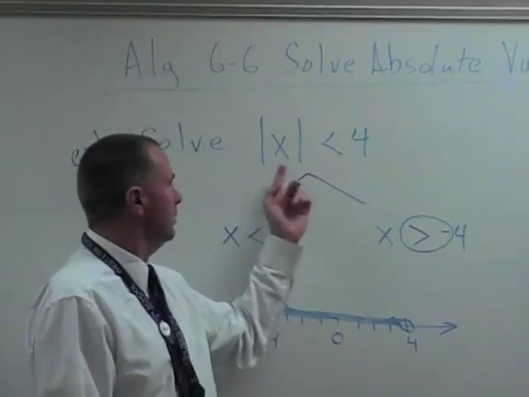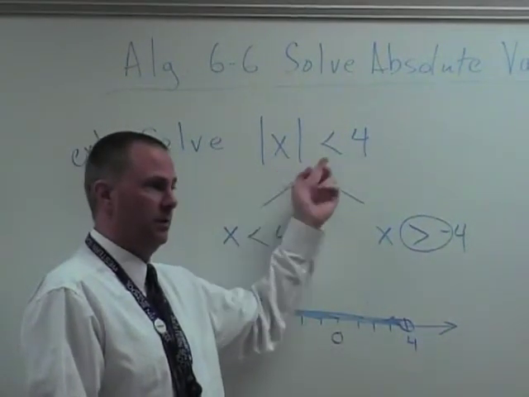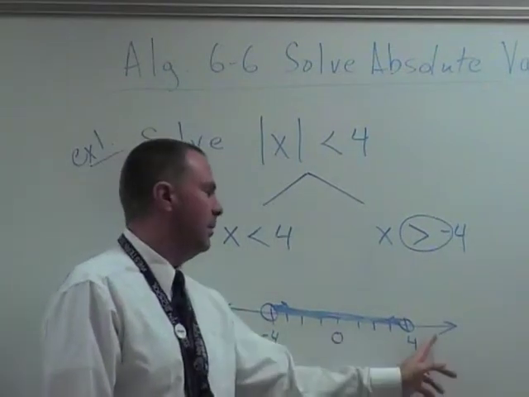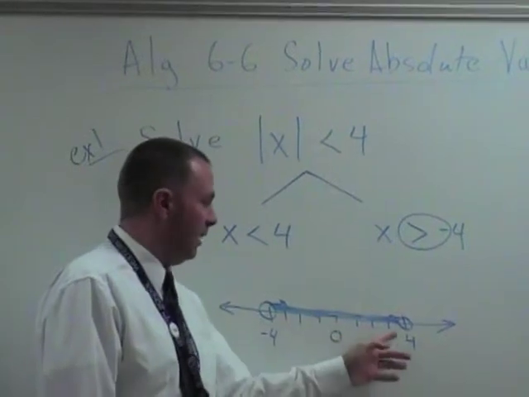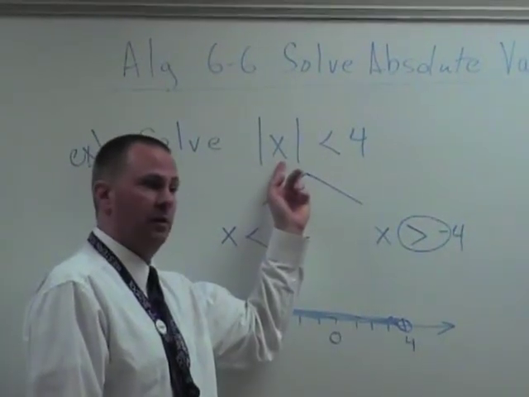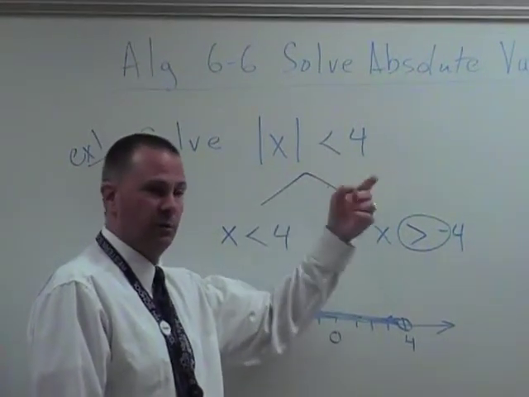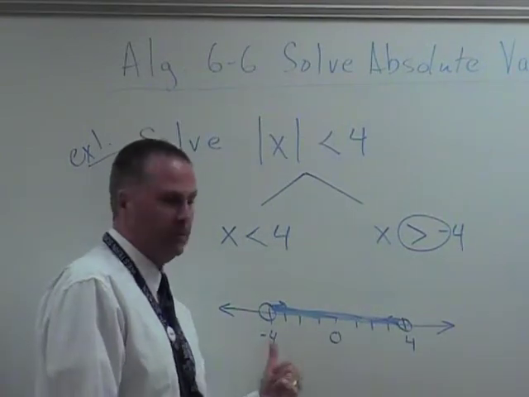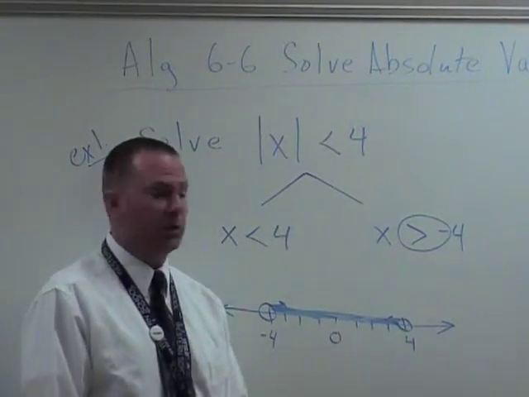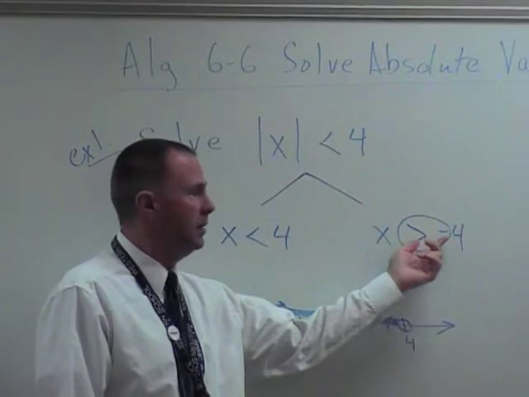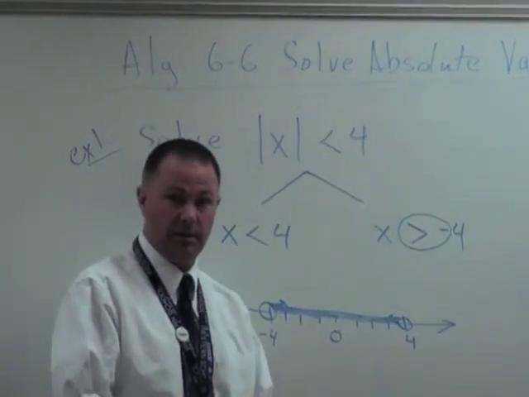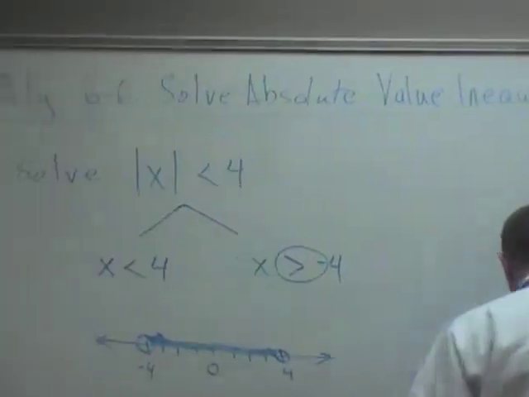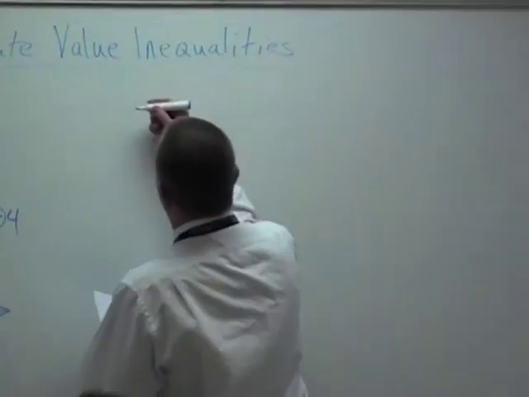0 is in between these two. Absolute value of 0 is 0. Is 0 less than 4? Okay, what about positive 5? No. Okay, so what about 4? The absolute value of 4 is 4. Is 4 less than 4? No. That's why they're open dots. Got it? It does work. So your second inequality, change the sign and the inequality.